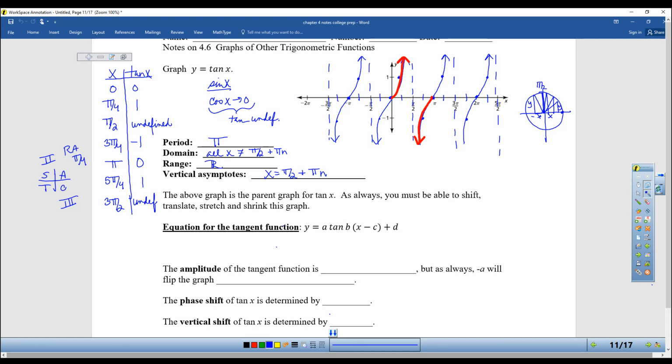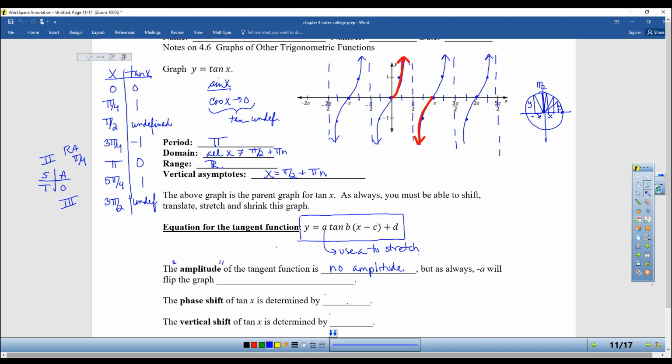As always, you must be able to shift, translate, stretch, and shrink the graph. And this is going to be our equation to do that. Fortunately, the rules don't change. The amplitude, I'm going to put this in parentheses because there's technically no amplitude. But of course, we are going to use A to stretch it. So we'll show you how you do that, but it is not defined, okay?